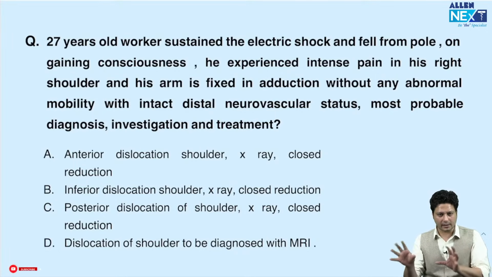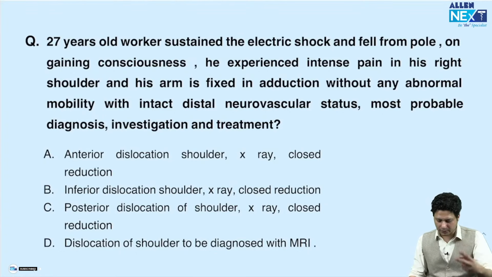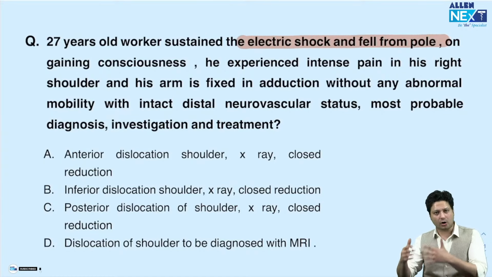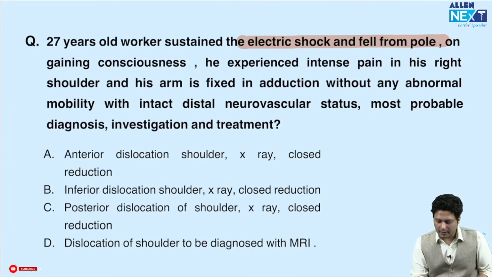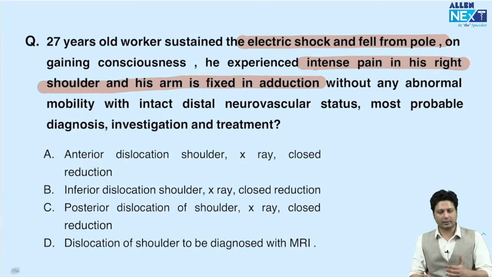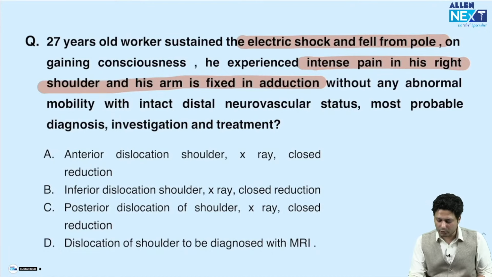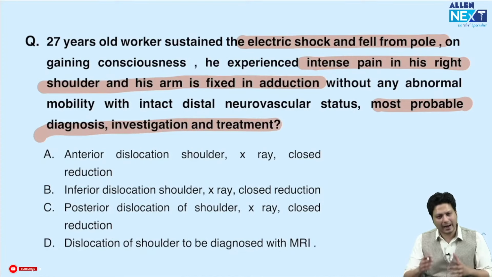So everything is clear. Now what are the two catch points in this question? The first one is the mechanism of injury, which they have clearly provided, that he was working on the electric pole, sustained an electric shock and fell. And second is he experienced intense pain in his right shoulder with the arm kept in adduction, all right. So this is the attitude with which the patient is presenting to you. What is the most probable diagnosis, investigation and possibly the management that you have to proceed with?